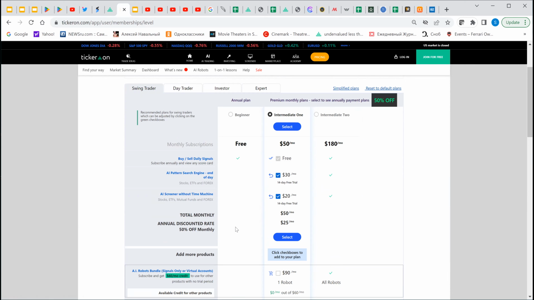If you subscribe for annual, you actually get a 50% discount. So you click select and give us the credit card. And you see you have a 14-day free trial. You try to create your own robot. If you do not succeed, what we see is people go back to our AI robots, either signals or virtual accounts, okay? So that concludes my presentation.